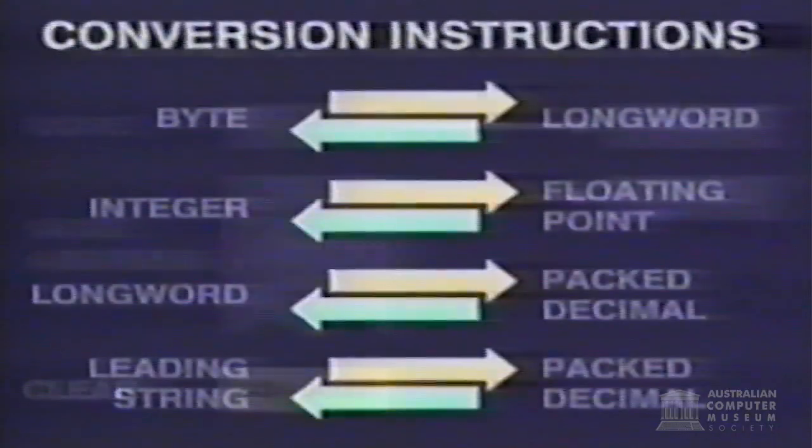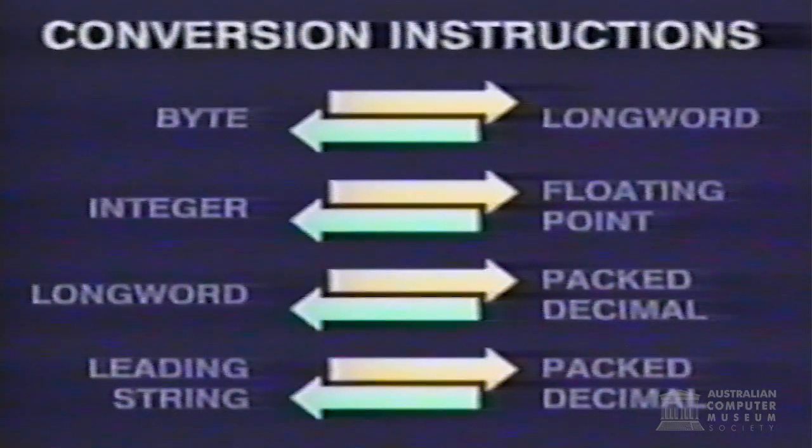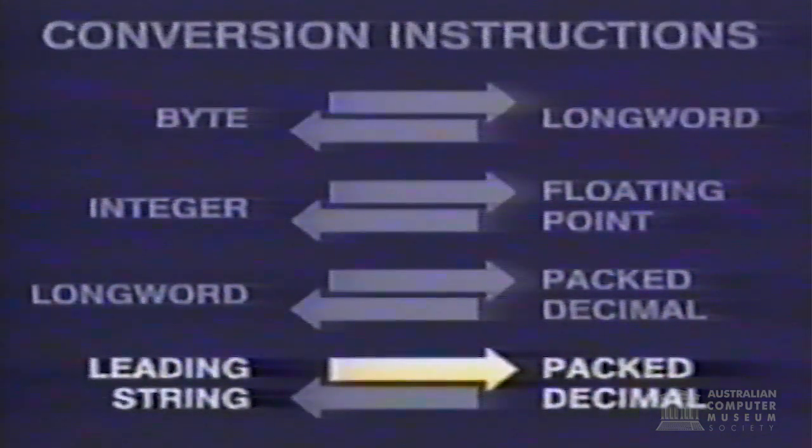The VAX architecture also provides several instructions for converting from one data type to another. Many different conversions are possible, such as the one shown here. For example, you can convert a leading numeric string to a packed decimal string, perform an arithmetic operation on the packed decimal value, and then convert the result back to a leading separate string. Thus, conversion instructions simplify the task of converting from one data type to another.